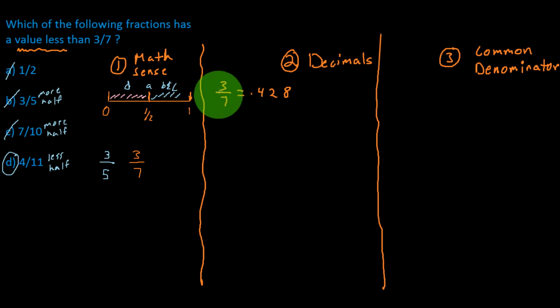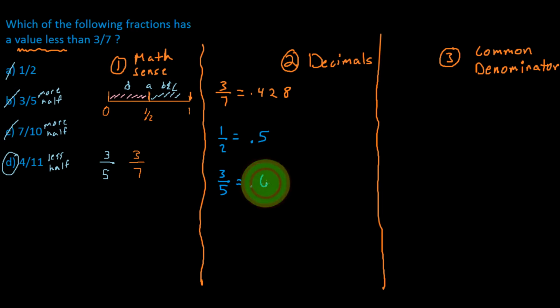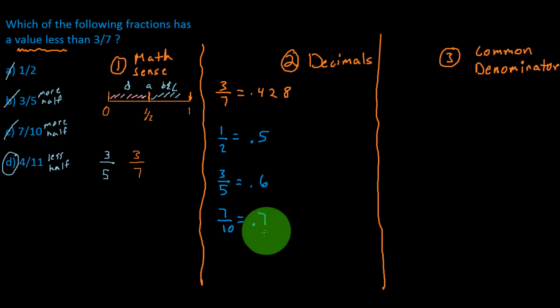And now that we know how to convert fractions into decimals, I'm just going to write the values for these other fractions over here. I'm going to change colors real quick. So we have 1/2. So 1/2 is equivalent to 0.5. Then we have 3/5, and 3/5 is equivalent to 0.6. 7/10 is equivalent to 0.7. So 7/10 is equal to 0.7. Let's just compare these three values with 0.428.